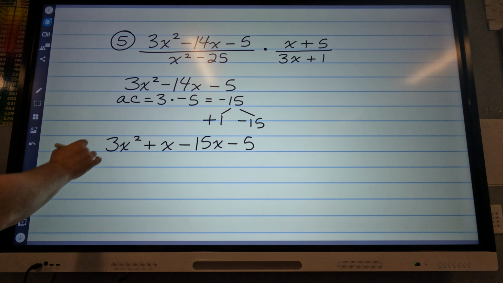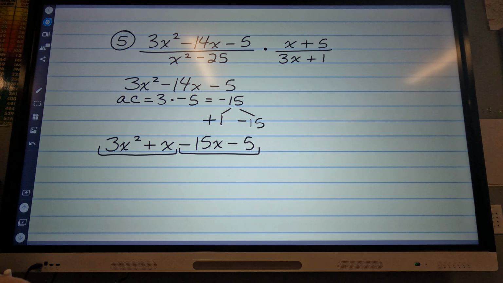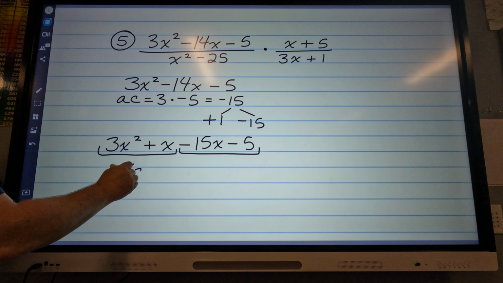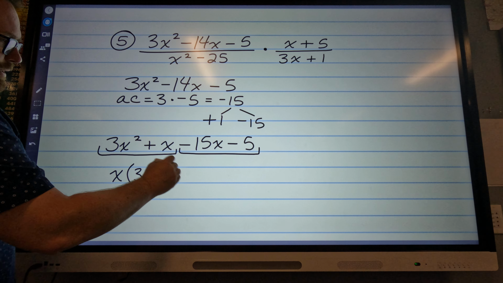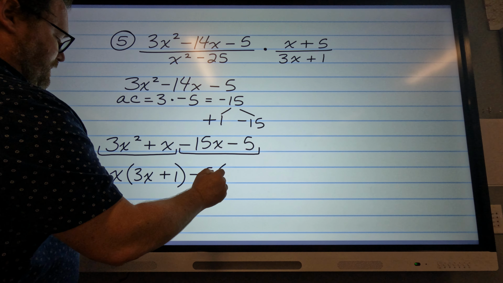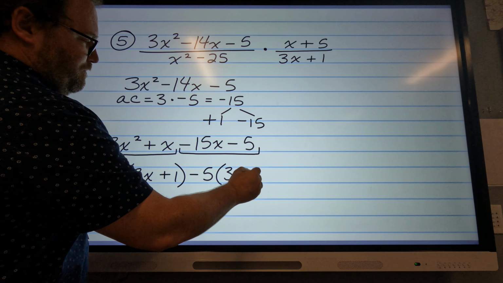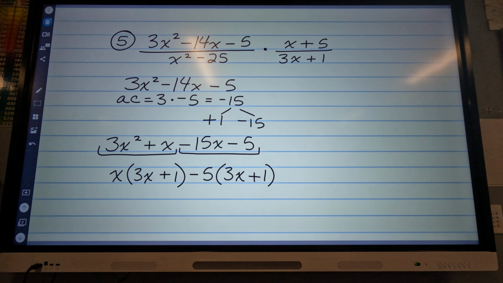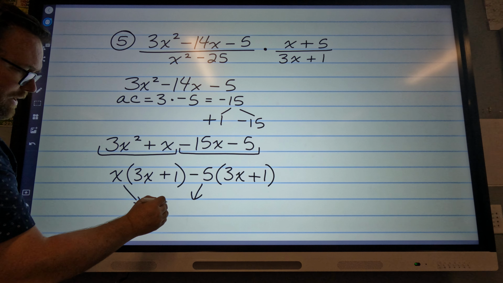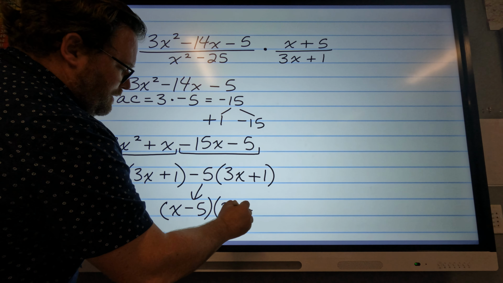Okay, so out of the first two terms, we're going to factor out an x. So we're going to have x times (3x + 1). Out of these two terms, we're going to factor out a minus 5. So minus 5, and we're going to have a common factor, or common binomial, 3x + 1. Okay, then we're going to bring these two together. So we have (x − 5) times (3x + 1).